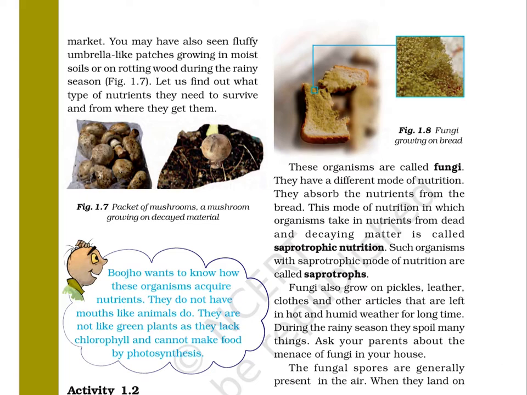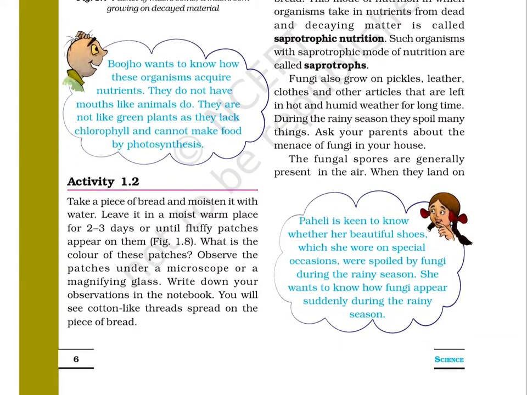There's a thought bubble given here. A picture of Bojo is next to it. Bojo wants to know how these organisms acquire nutrients. They do not have mouths like animals do. They are not like green plants as they lack chlorophyll and cannot make food by photosynthesis.